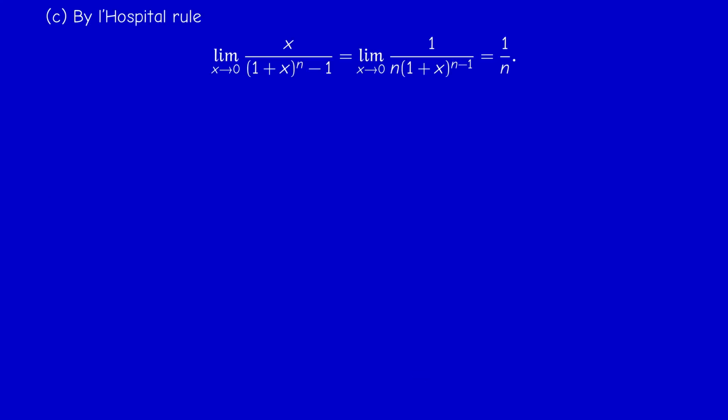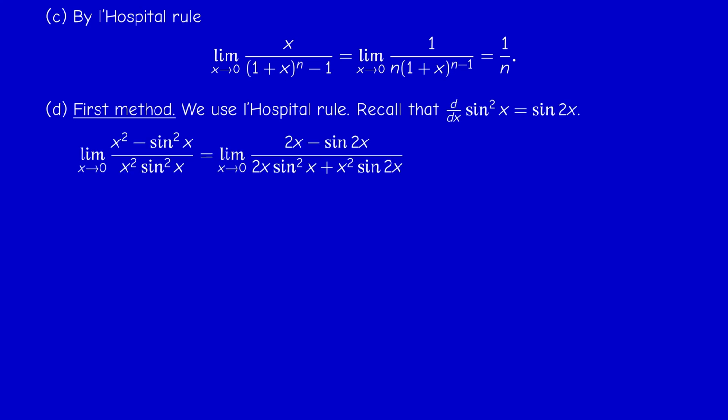The third limit is easy by L'Hopital: x over 1 plus x^n minus 1. It's easily done. Just differentiate, and we get 1 over n. Now for the fourth one: x squared minus sine squared x, over x squared sine squared x.